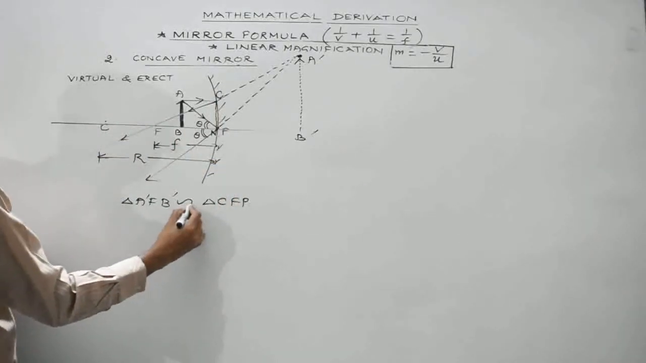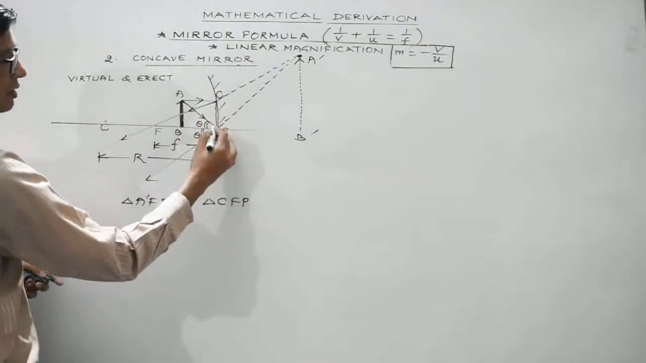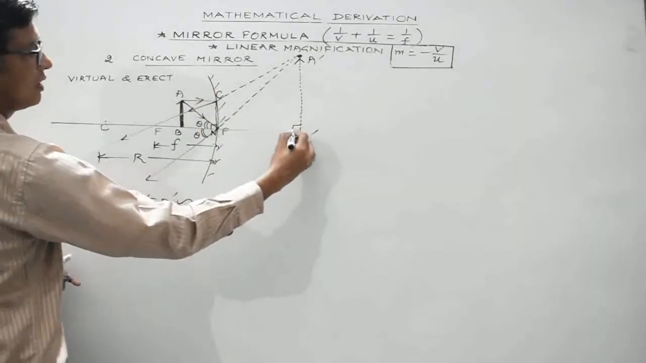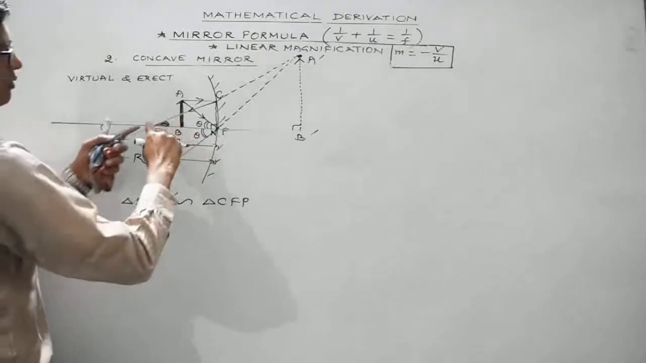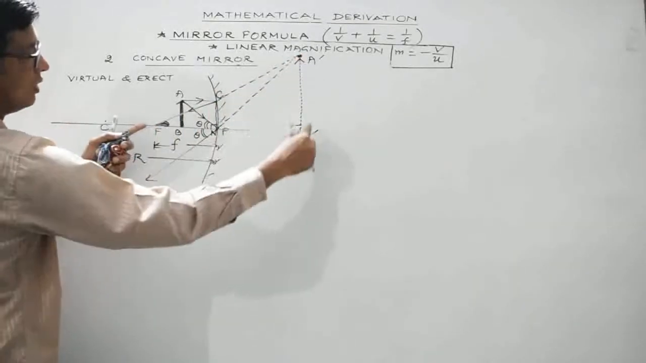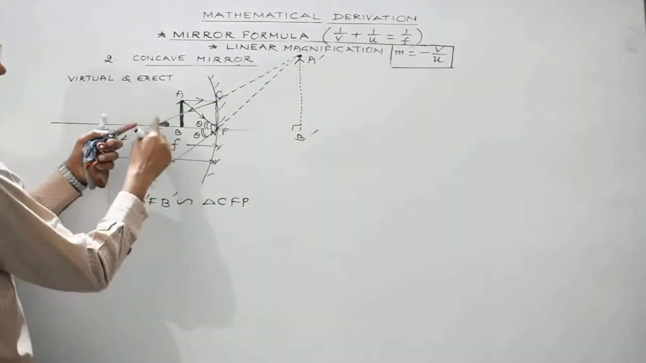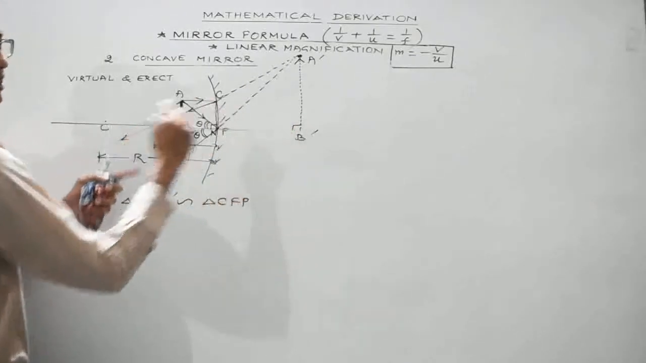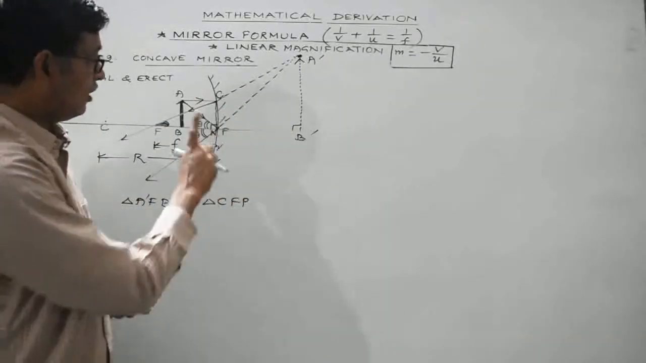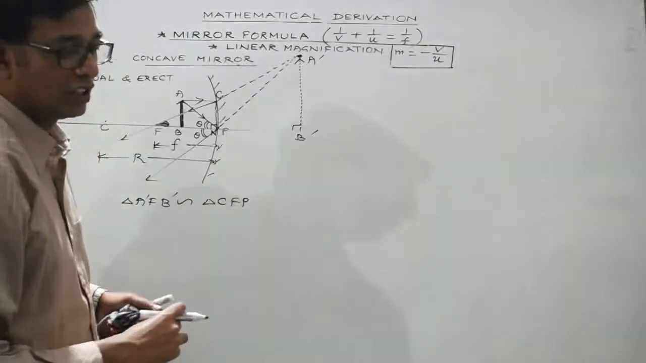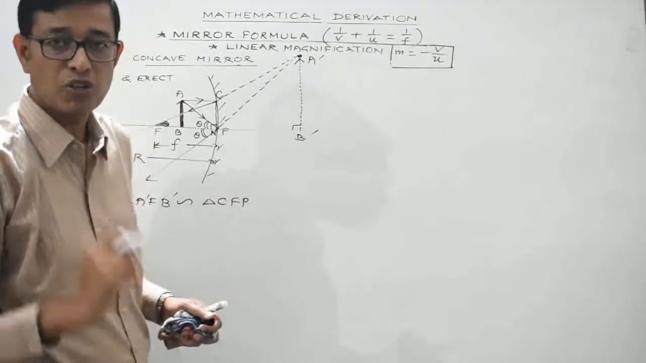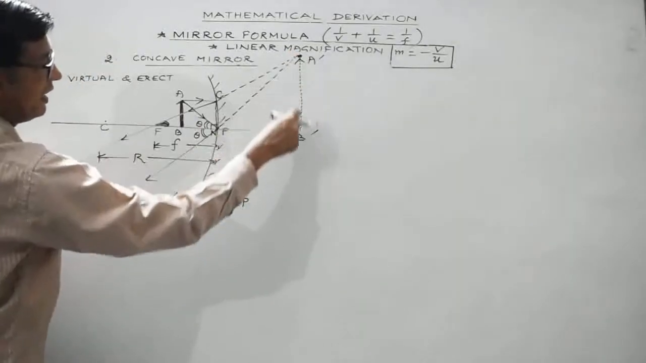Both these triangles are similar. Why? Because this is 90 degree, this is also 90 degree, and this is the common angle. We are considering these two triangles, this one and the smaller one. This is the common angle and this is 90 degree, this is 90 degree. So again, by AA corollary, these two triangles are similar. Therefore, their corresponding sides must be proportional. That is A dash, B dash.